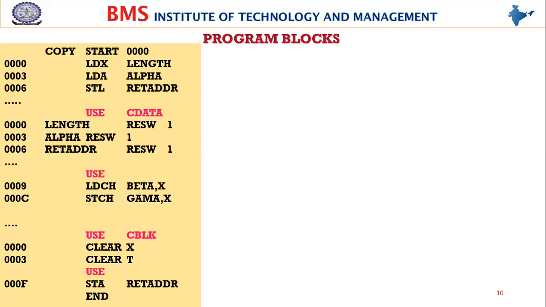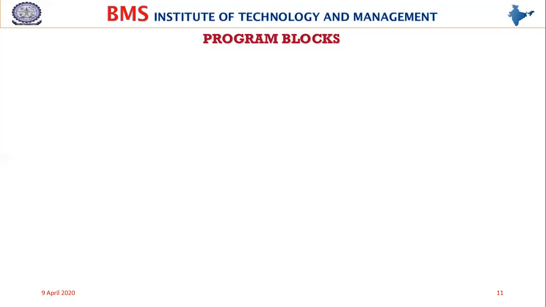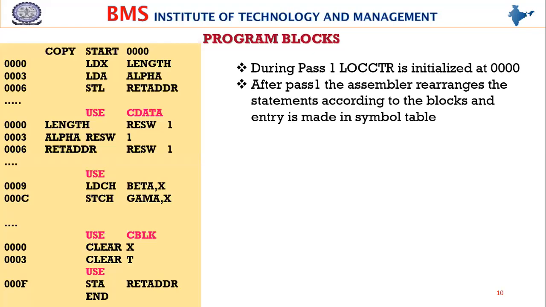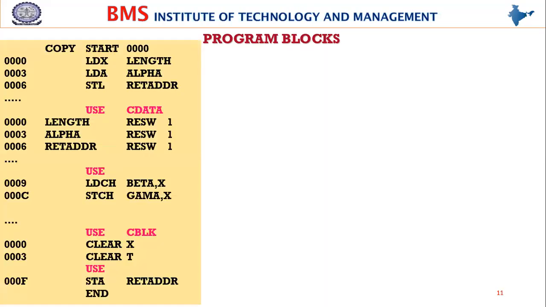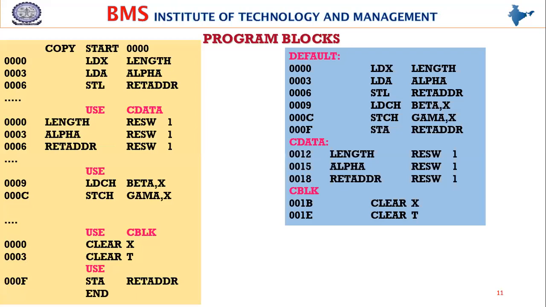Every time you see USE, the location counter is switched to the block, starting from zero and continuing with the previous address of that block. All these blocks are entered into the symbol table along with their addresses. During pass one, this is the outcome we get after pass one, which is marked in a blue background.